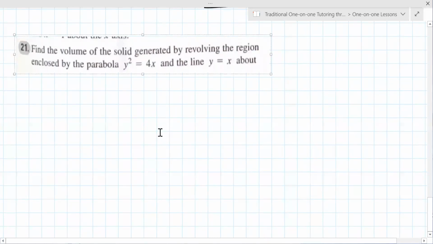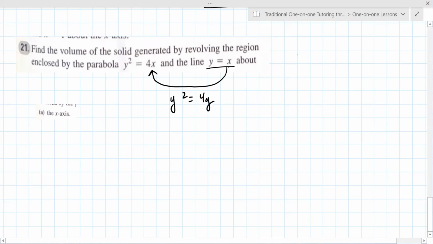So we might want to do some things first before getting into the actual problems. For example, A says the x-axis, but we may want to figure out where they intersect first. So let's set x equals y and substitute that in here. That produces y squared equals 4y. I know there's a preference to take a square root and solve for y here, but whenever it's squared, you really want to stay away from doing that. Subtract 4y from both sides, factor out a y. So y is either 0 or 4.